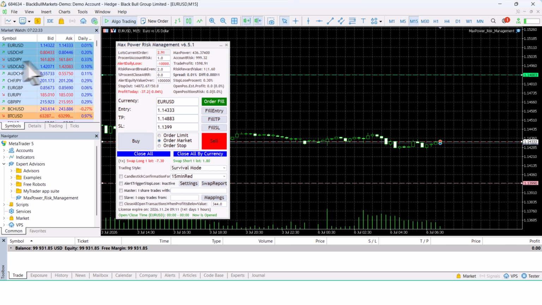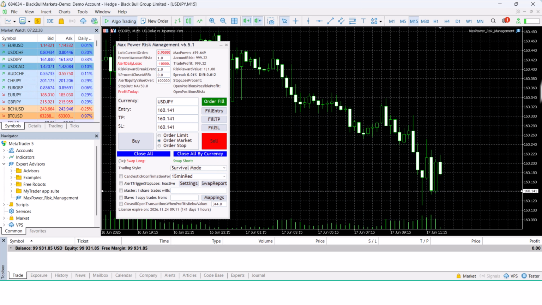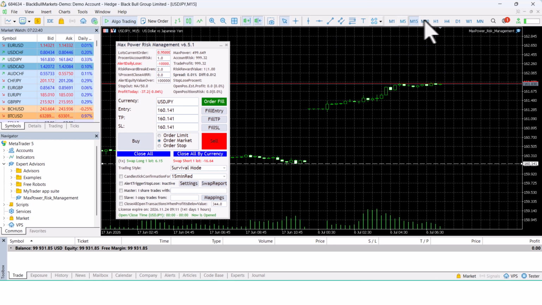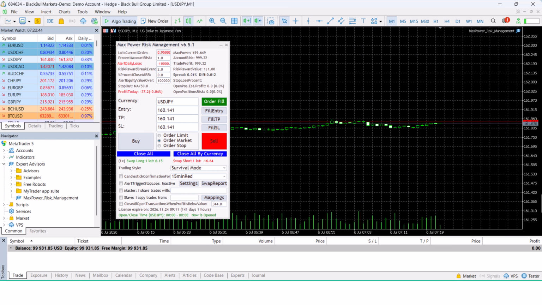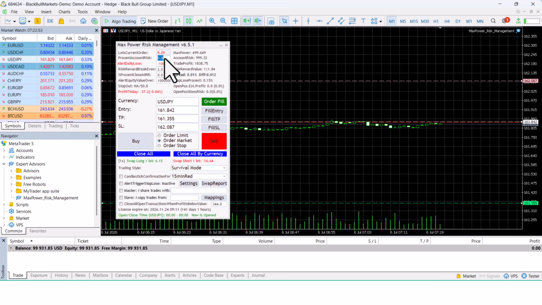Now let's go in another currency, in USDJPY. And also in USDJPY let's try to open a short position. Okay, this is the stop loss, this is the take profit, and let's risk 0.55% for this trade. Okay, here we have risk reward ratio, here we have lot size, and now let's open the sell position.